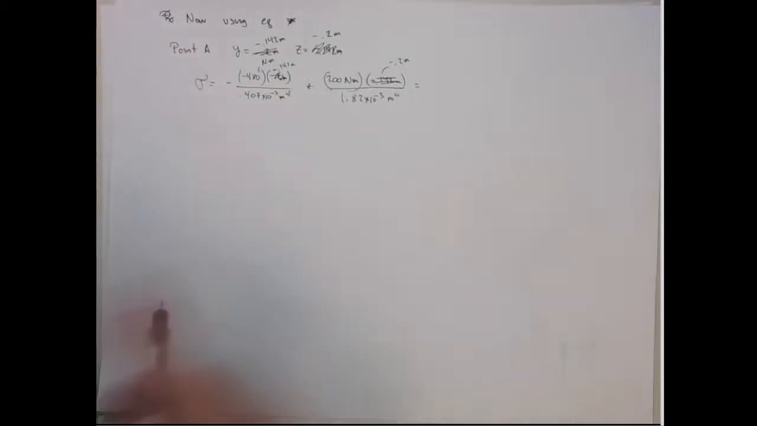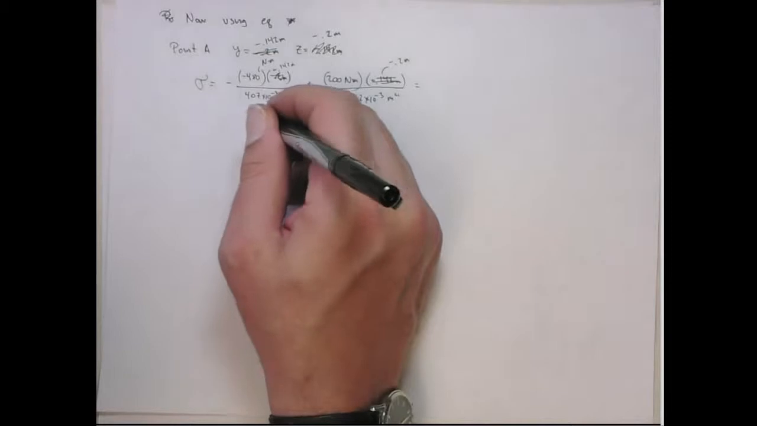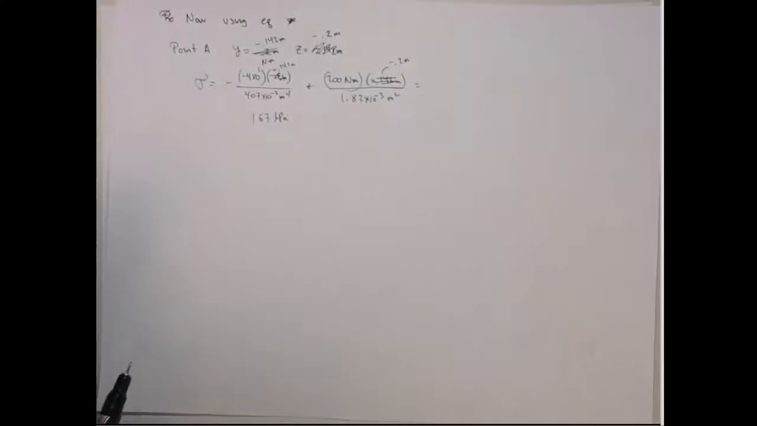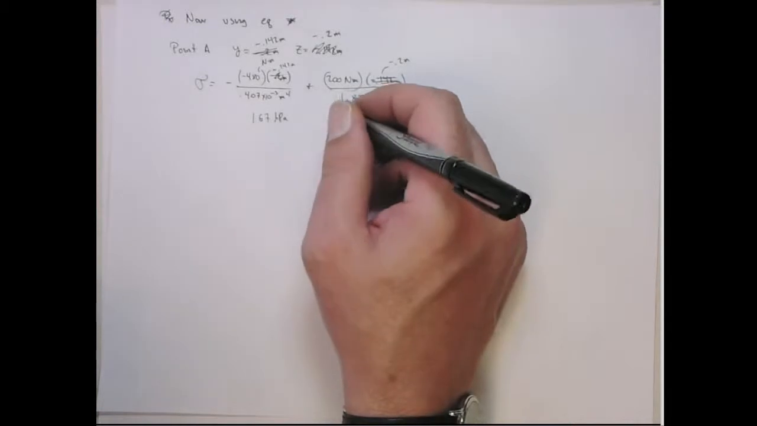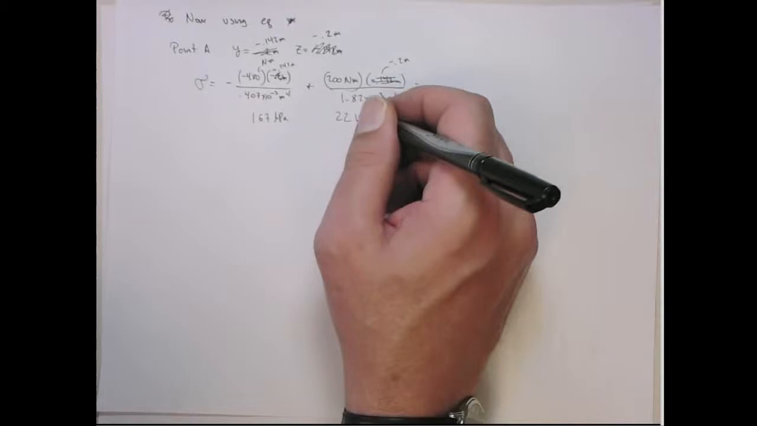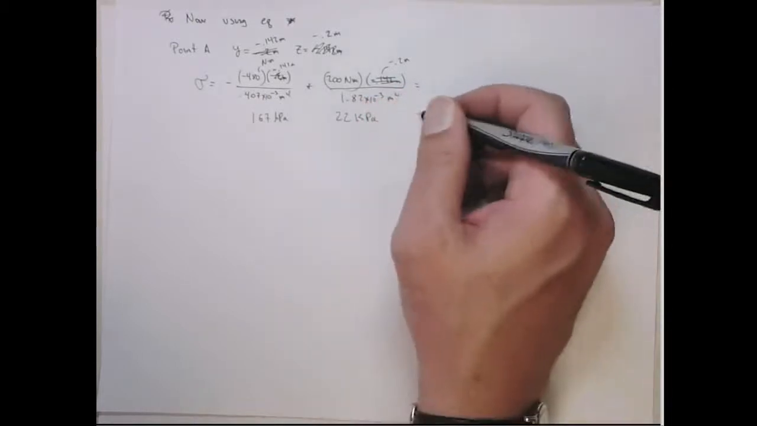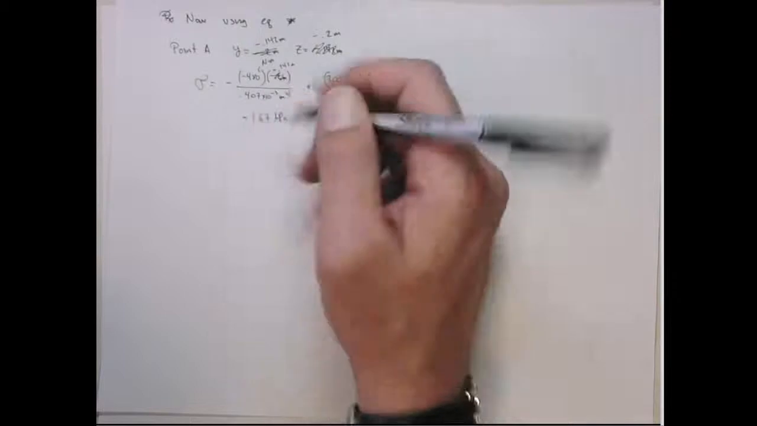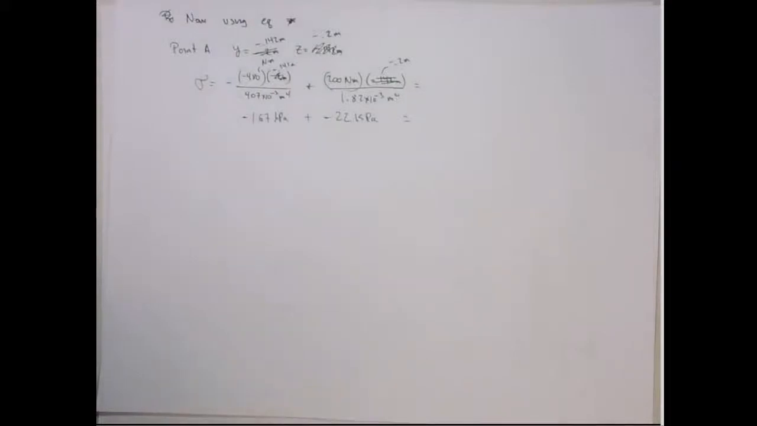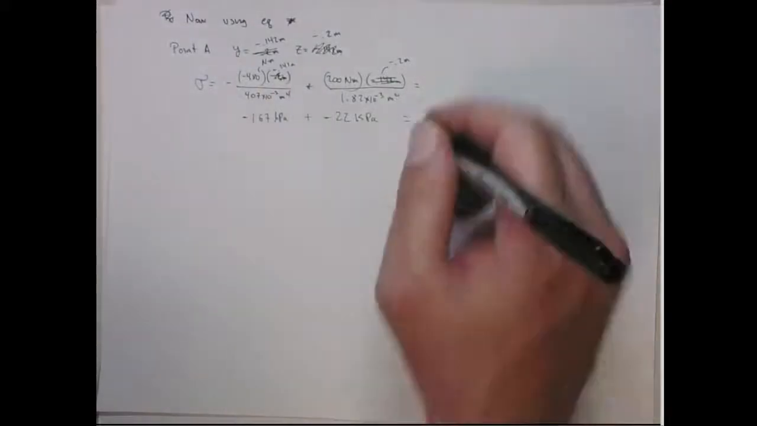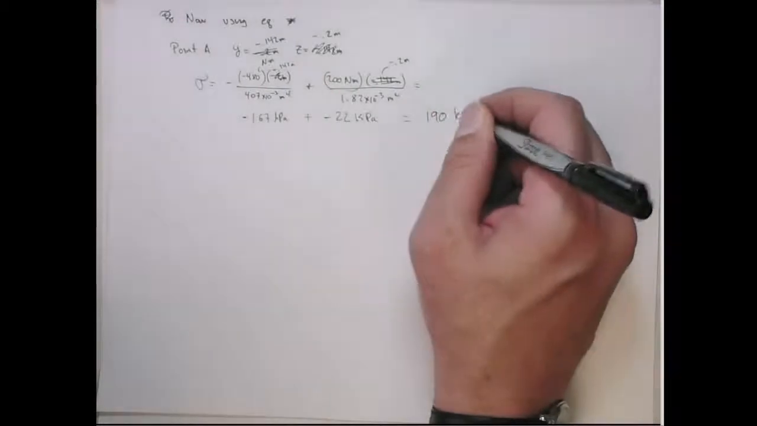Now this term becomes 167 kPa, and this term becomes 22 kPa, and actually this is a negative and this is a negative, so we add those together. I get 190 kPa. The difference there is just a little round-off error.